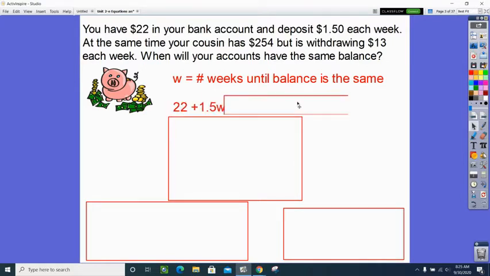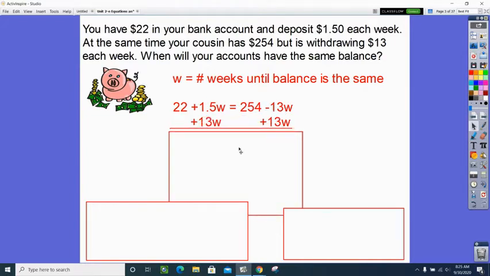Okay, so do you agree with mine? You're on the left, your cousin's on the right. And now this is just a variable on both sides equation. So I'm going to start by gathering the variable on the same side. I added the 13W so that I would have a positive coefficient. Remember, there is another way to do it, which would be to subtract 1.5W. As long as you show your steps and get the same answer, that is A-okay.